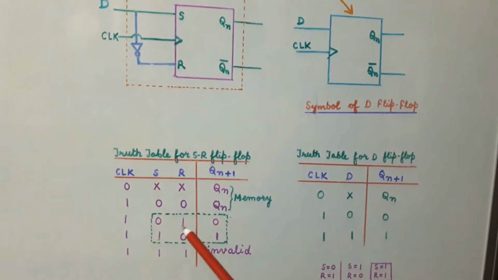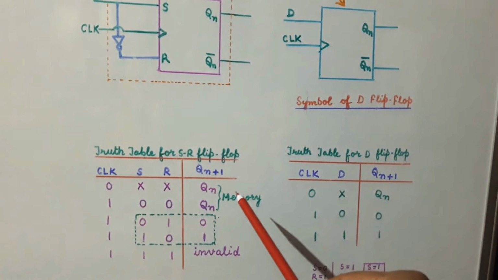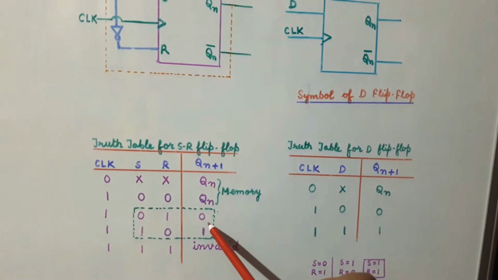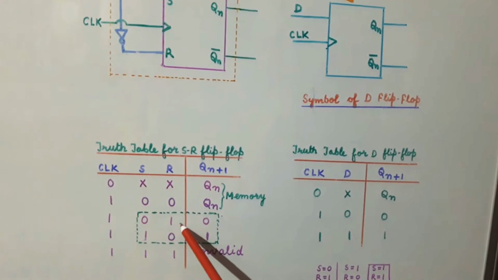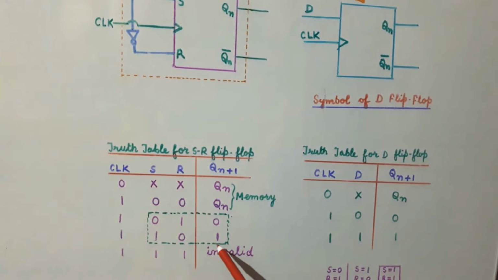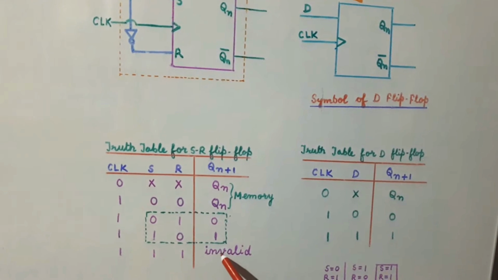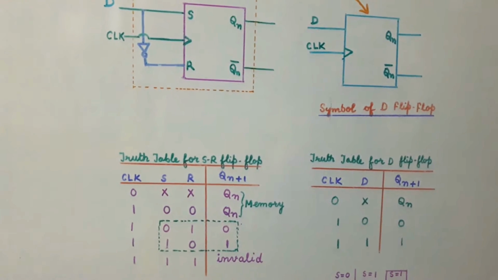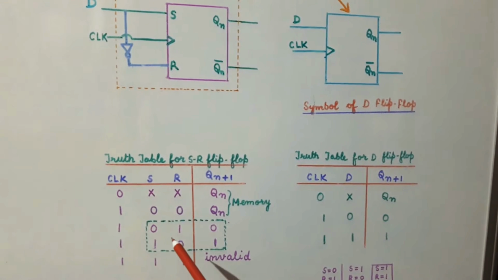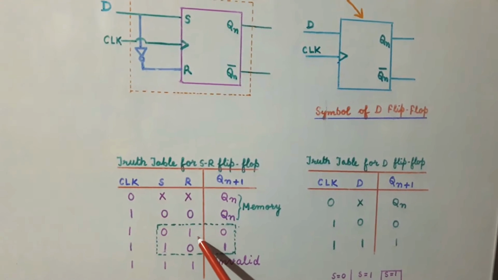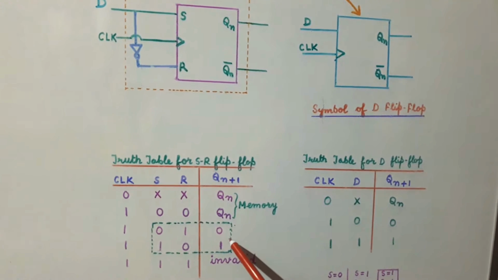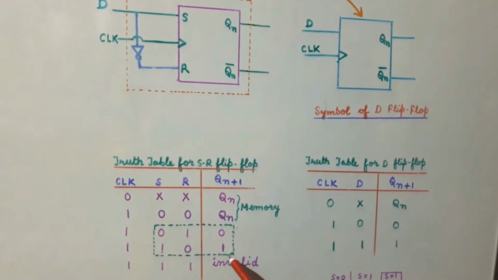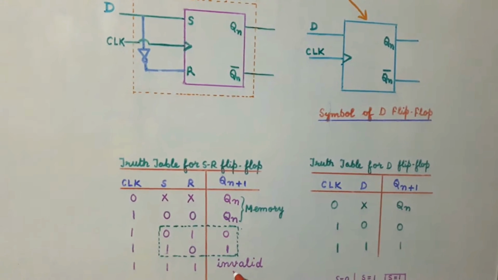On observing the truth table of the SR flip-flop, we see that if we want to store a 0, then we will have to give the inputs as S equal to 0 and R equal to 1. And if we want to store a 1, then we will have to give S equal to 1 and R equal to 0 as the input. That is, if S is 0 and R is 1, then a 0 will be stored in the SR flip-flop, and if S is 1 and R is 0, then a 1 will be stored in our SR flip-flop.